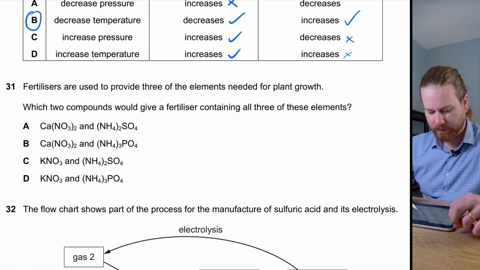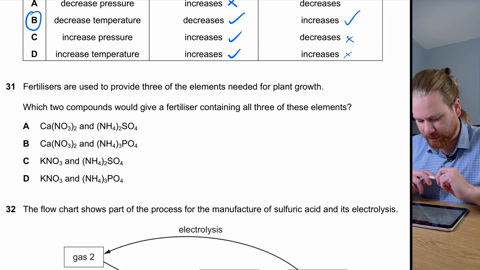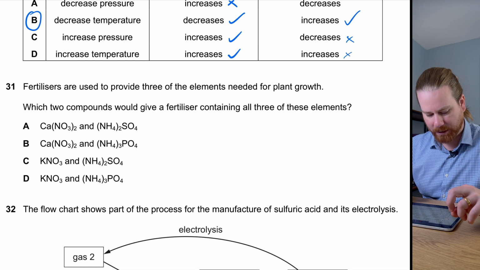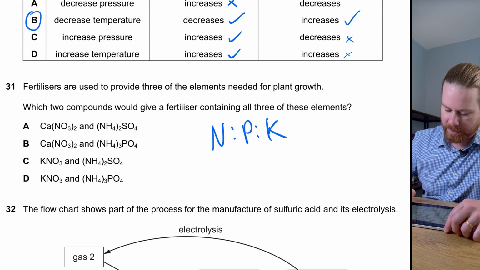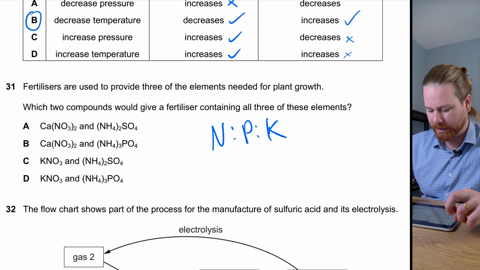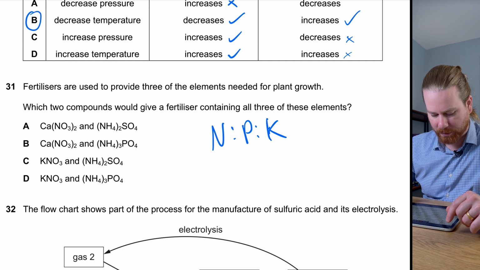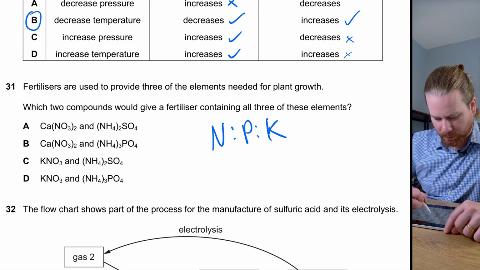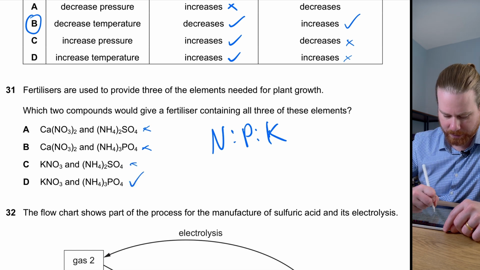Okay, fertilizers are used to provide 3 elements needed for plant growth. Which 2 compounds would give a fertilizer containing all 3 of those elements? Well, let's remember what those elements are. N, P, K. So NPK fertilizers, or NPK numbers. So this is what you need for a fertilizer. You need nitrogen, phosphorus, and potassium. So what contains all of them? Well, we've got no phosphorus here. We've got phosphorus, nitrogen, but none of that. We've got that, that. So hopefully it's the last one. Yes, okay, happy days. It's D.